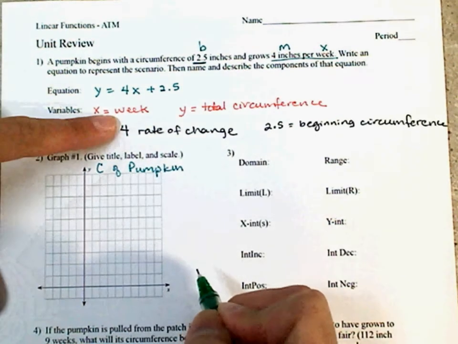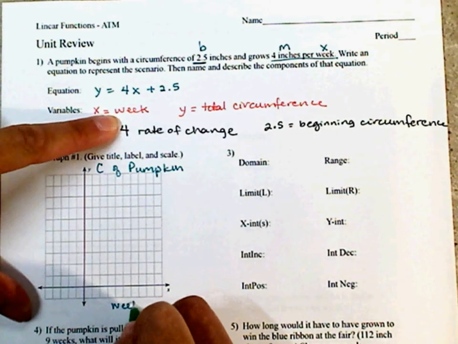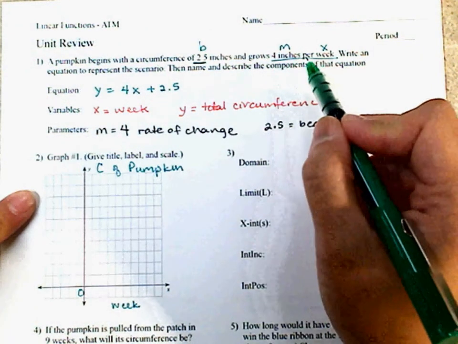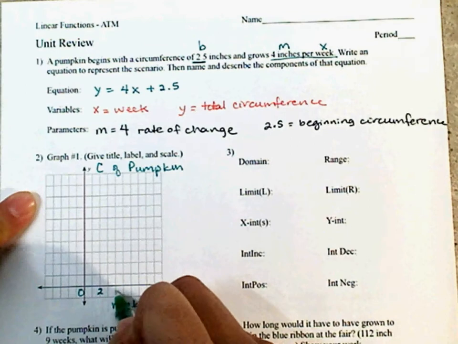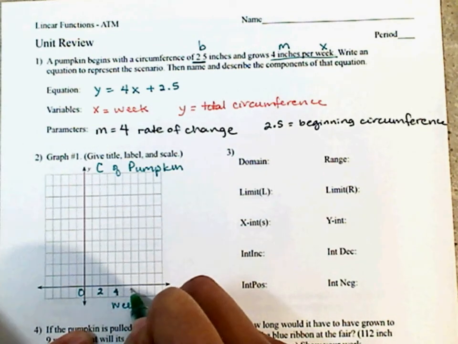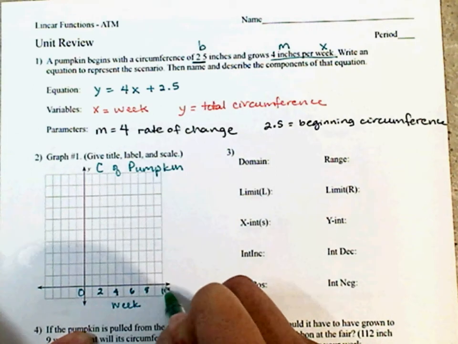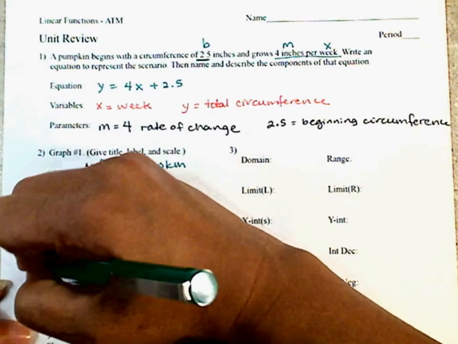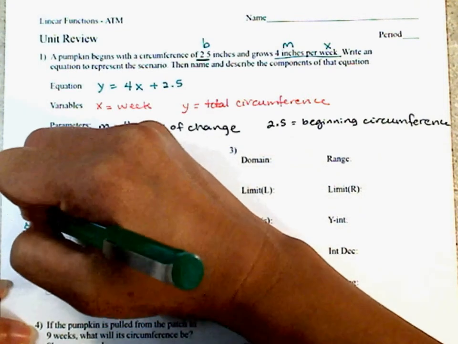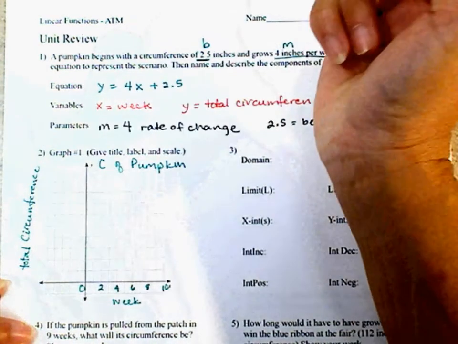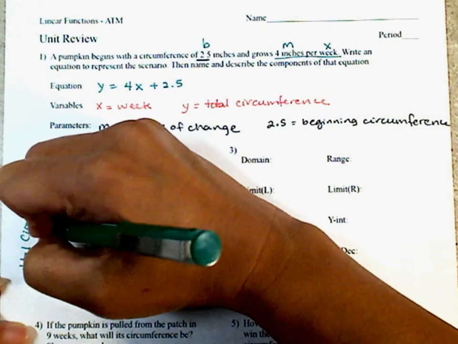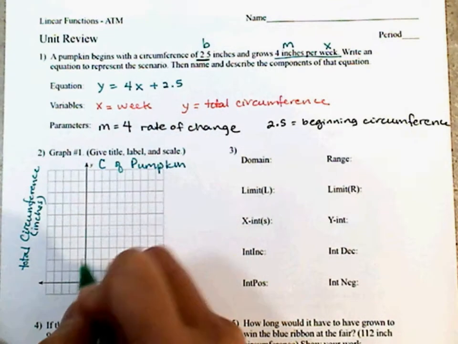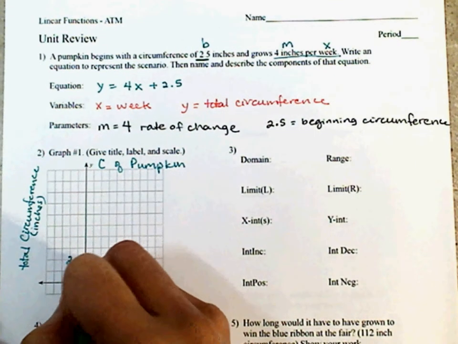And since your X represents the week, I am going to put the week here. This is always your origin, 0, 0. Okay? And since it grows 4 inches per week, I'll just go ahead and label each one of these 1, 2, 4, 6, 8, 10, going all the way to 10. Your y is going to be your total circumference. Do not forget your units, and this is measured in inches. Okay? And if you take a look, it starts off at 2.5. So I'm going to start 2.5 right there.